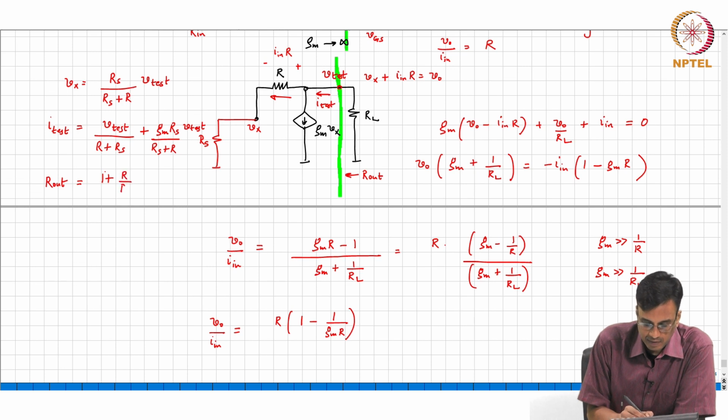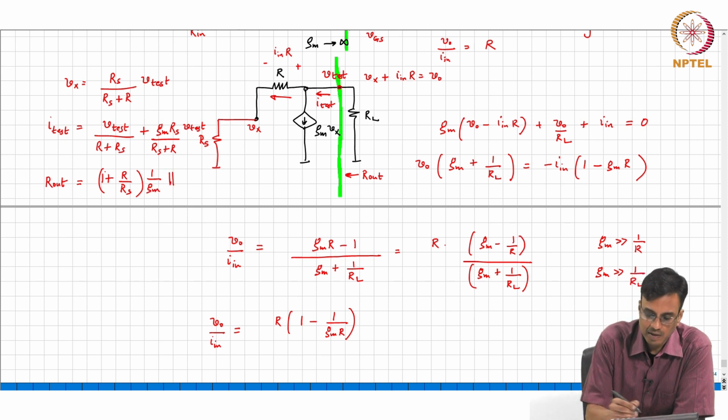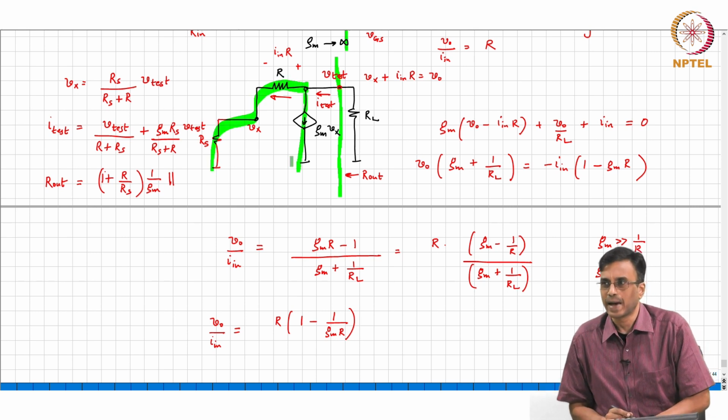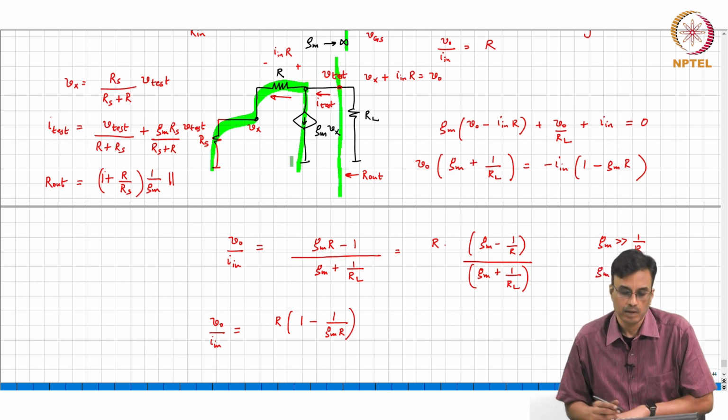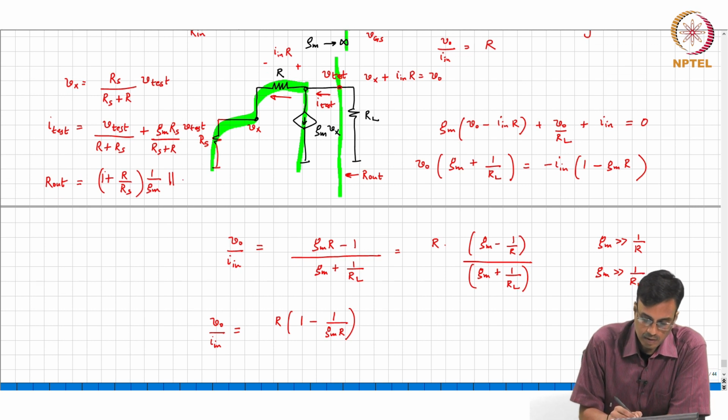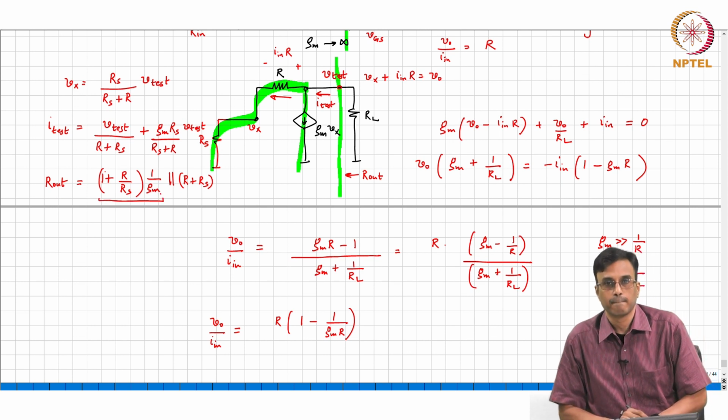In parallel with, I mean, there is one current flowing like this, there is another current flowing like that. So, it is the parallel combination of two impedances. One is R plus Rs, and that is in parallel with this character. Is that clear?